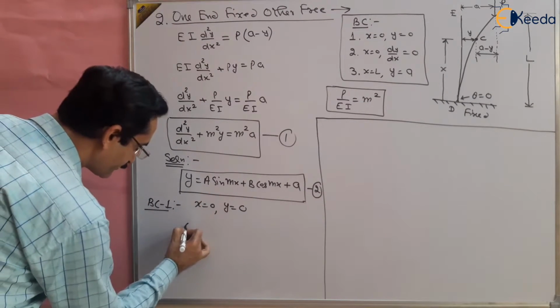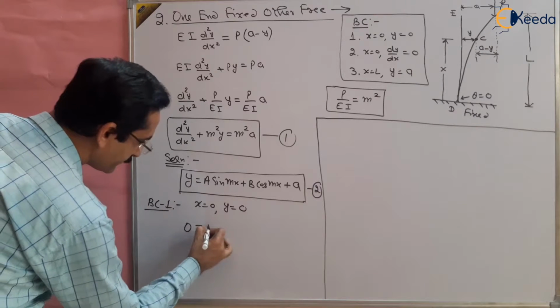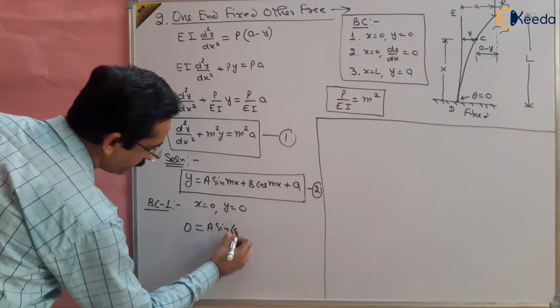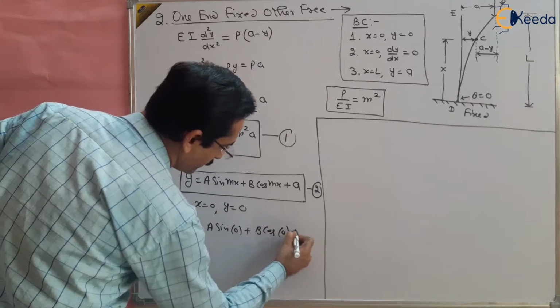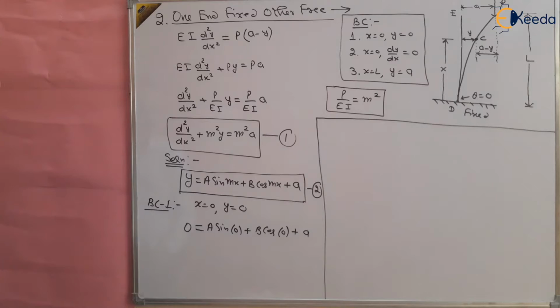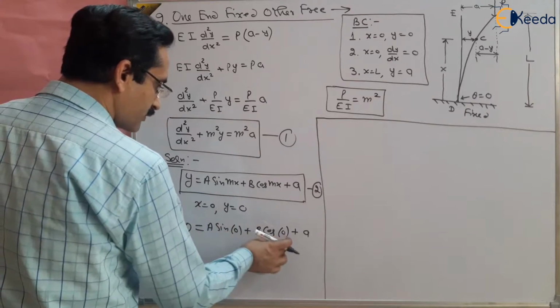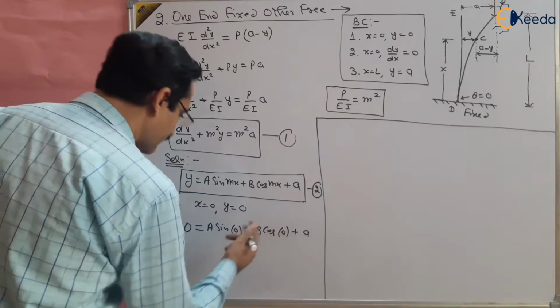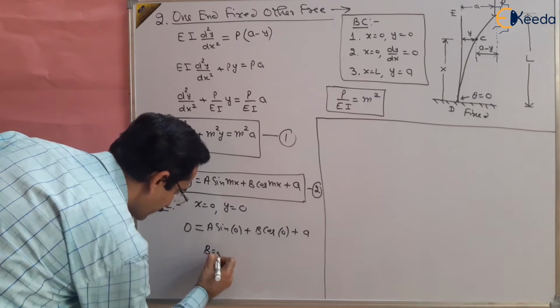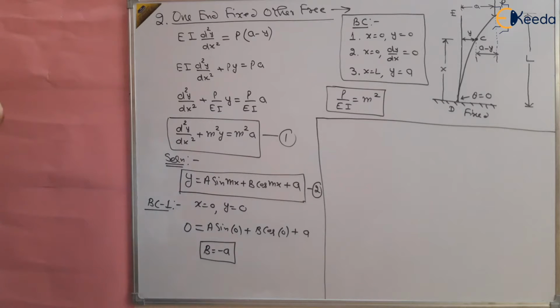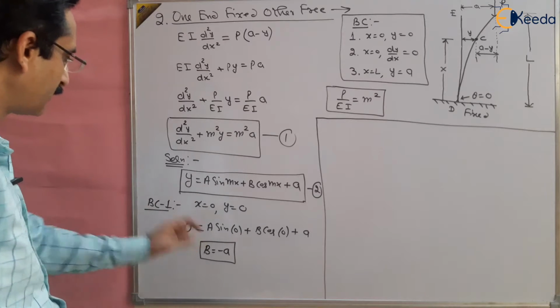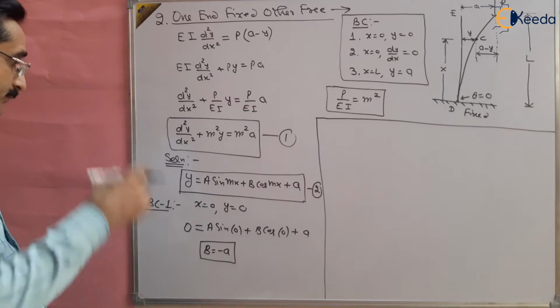So 0 will be equal to a sin 0 plus b cos 0 plus a. Sin 0 is 0, cos 0 is 1, so b will be equal to minus a. So you will get one constant as b is equal to minus a. This is one of the constants, right? So you have obtained one equation, b is equal to minus a.